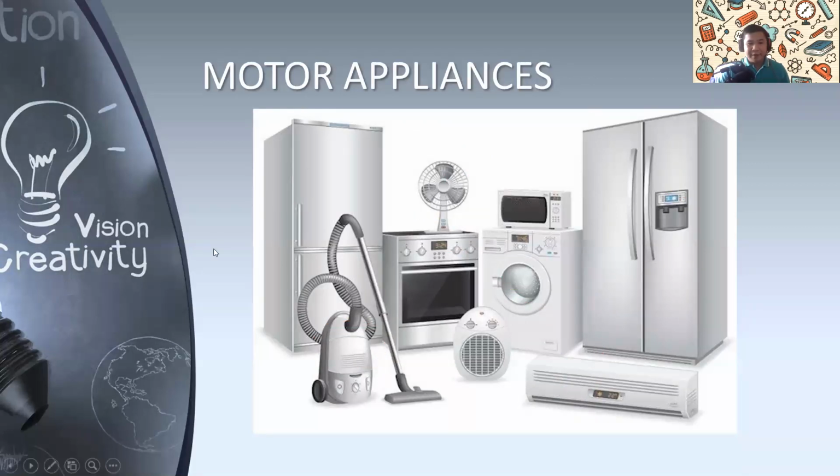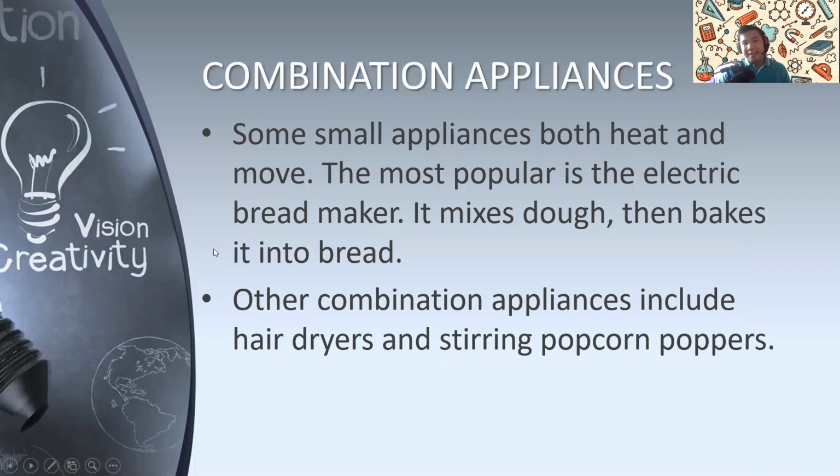Next, let's go to the final part, the combination appliances. Some small appliances need both heat and movement. The most popular is the electric bread maker. It mixes dough, then bakes it into bread. Other combination appliances include hair dryers and stirring popcorn poppers. Some appliances, like I said before, need both heat and movement. First example, the bread maker.